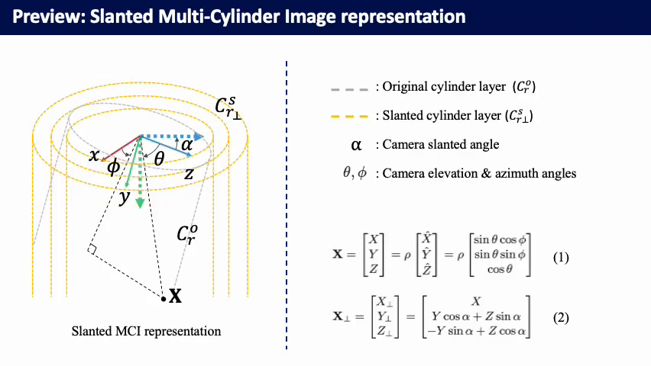This is our slanted multi-cylinder image representation notation. As shown on the left side, the gray cylinder indicates the cylinder in camera coordinates, and yellow cylinder layers mean slanted cylinder layers, which we used in our paper. Alpha, theta, and phi denote the camera's slanted angle, elevation, and azimuth angles, respectively. By using these parameters, we can transform points in the original cylinder to the slanted cylinder from equations 1 and 2 below.